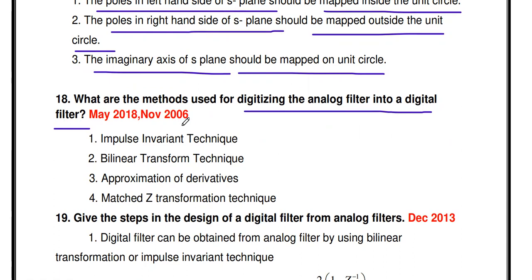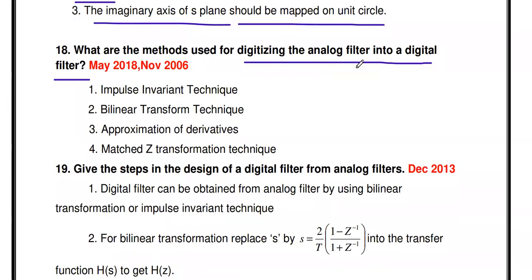Then the next question: what are the methods used for digitizing an analog filter into a digital filter? What are the methods to convert an analog Butterworth or Chebyshev filter into the corresponding digital filter? This was a May 2018 and November 2006 question. There are 4 methods: impulse invariant technique, bilinear transformation technique, approximation of derivative, and matched Z transform. We discussed the first 3 methods, impulse invariant method and bilinear transformation technique, and solved several problems.